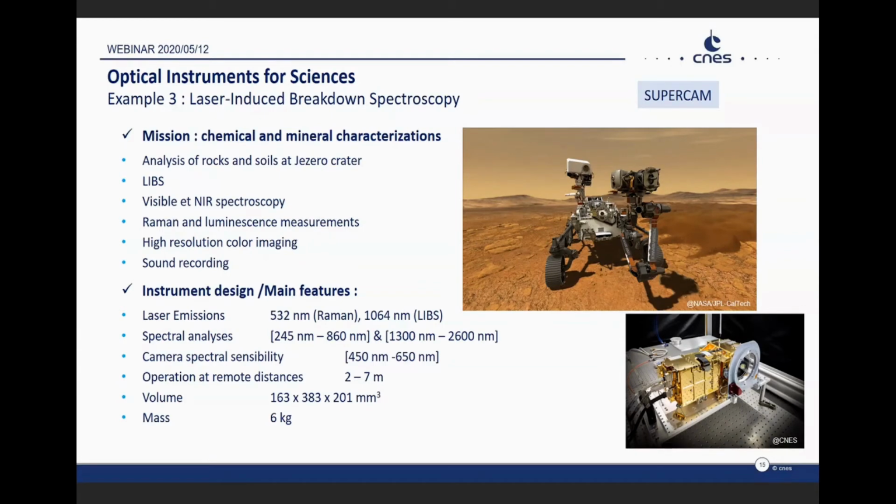What is LIBS? A laser focused on the rock induces a plasma. The light generated by the plasma is analyzed by a spectrometer inside the rover's body unit. The entire instrument is contained in a box no larger than a shoebox. Photo of the flight model during integration phase.